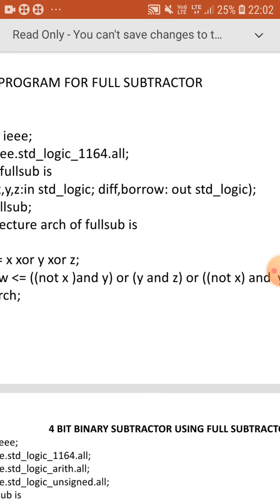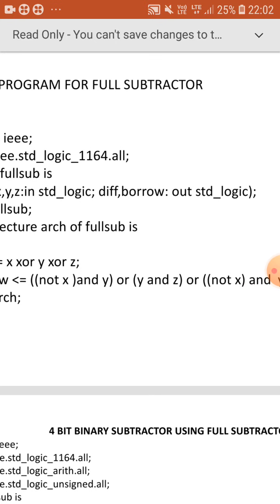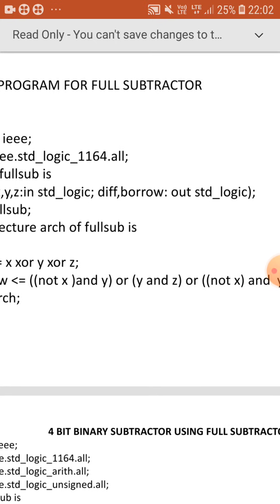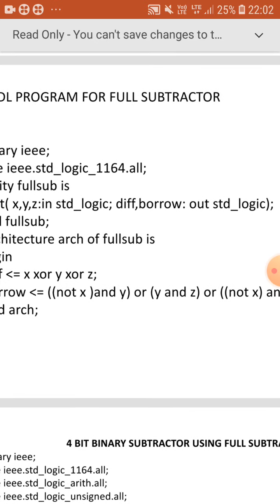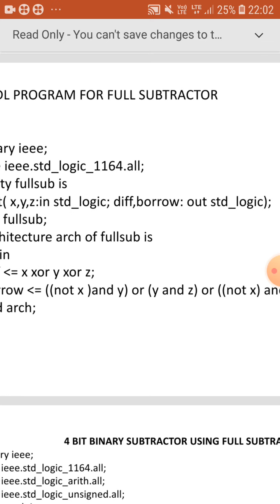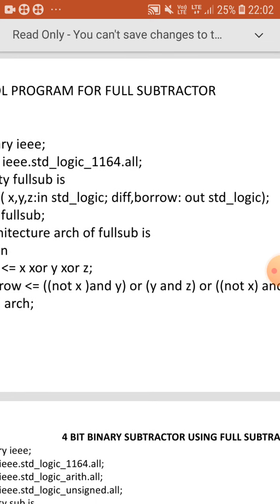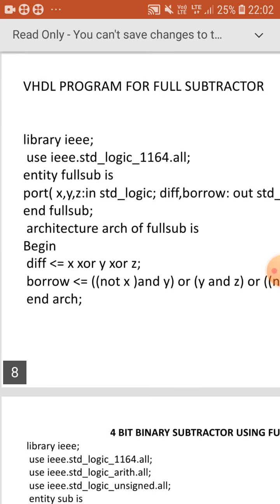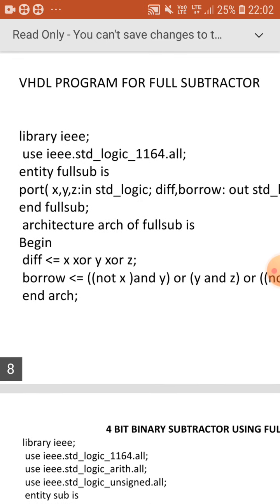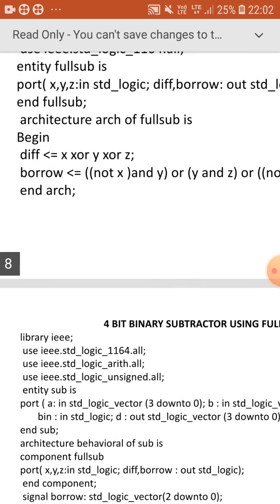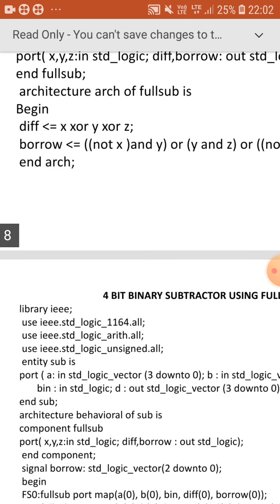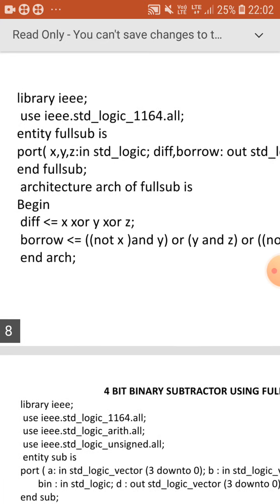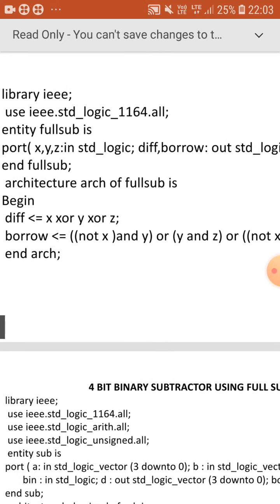Next difference comma borrow, you can use difference or diff, colon out std_logic. Both are outputs, and both are single bit values. So I am writing std_logic. End entity name fullsub. Next architecture name of entity name is. Next you have to use begin.